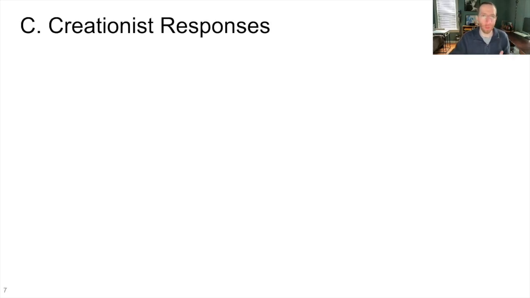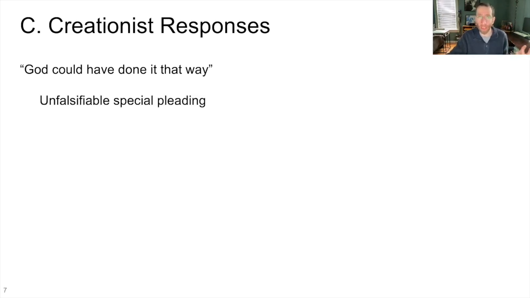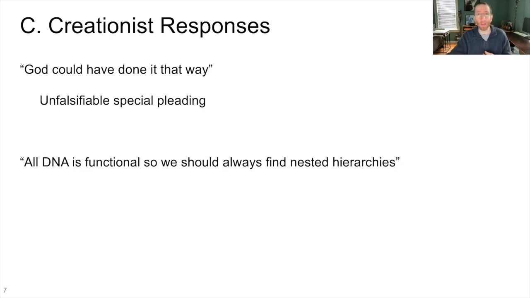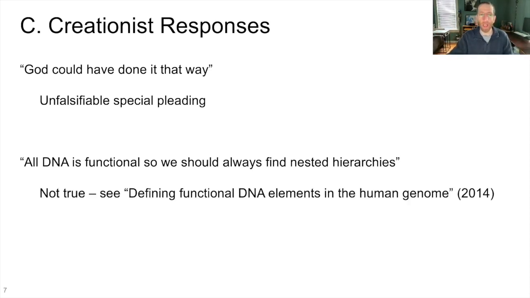So what are the creationist responses to these findings? Well, you find them in 2 flavors. First, you get, God could have done it that way, which, I mean, yeah, sure. In theory, that's true, but that's unfalsifiable special pleading. Thanks for playing. What's next? The more sophisticated response is that, well, all DNA is functional, so we should always find nested hierarchies. Now, this claim is based on the findings reported from the ENCODE project, which was documenting biochemically active and functional parts of the human genome, and it's not true.